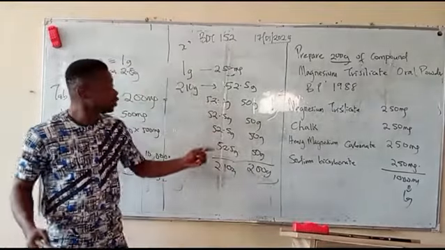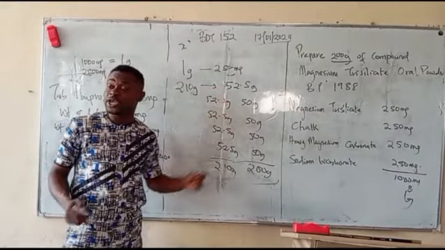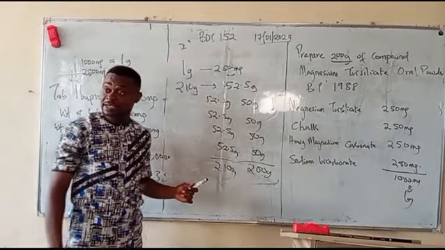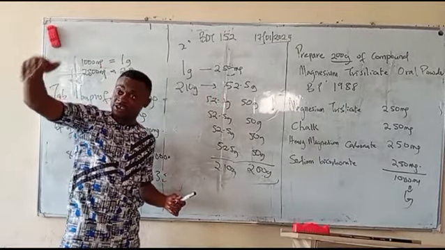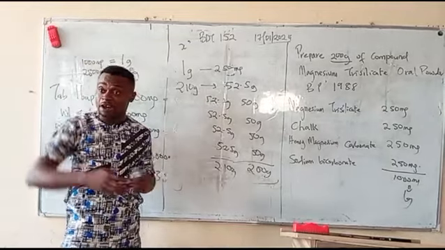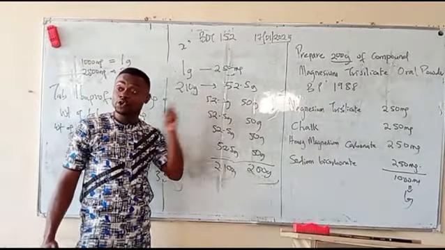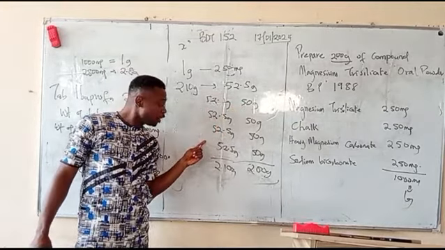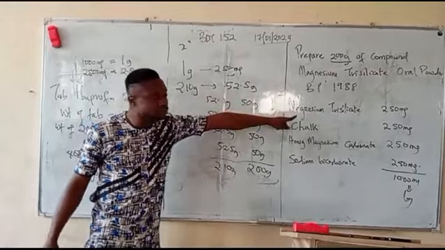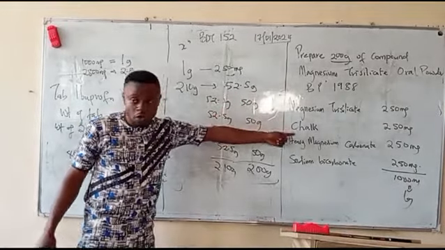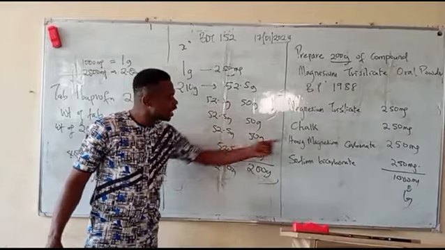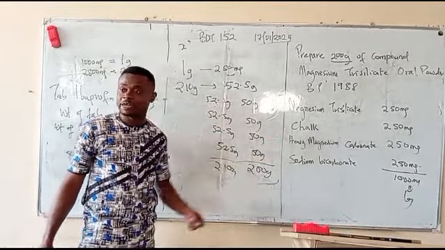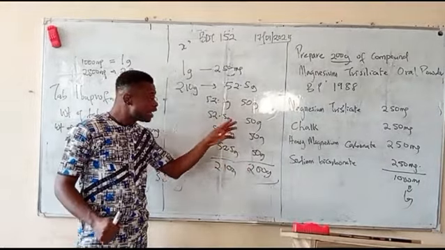So this is the calculation you will do. If you now want to compound this, you follow this process. Remember, you are sieving, size reduction, sieving, weighing now. You are weighing 52.5. You will not weigh 50 grams. You weigh 52.5 grams. After weighing 52.5 grams of magnesium trisilicate, 52.5 grams of chalk, 52.5 grams of heavy magnesium carbonate, and 52.5 grams of sodium carbonate, you mix.